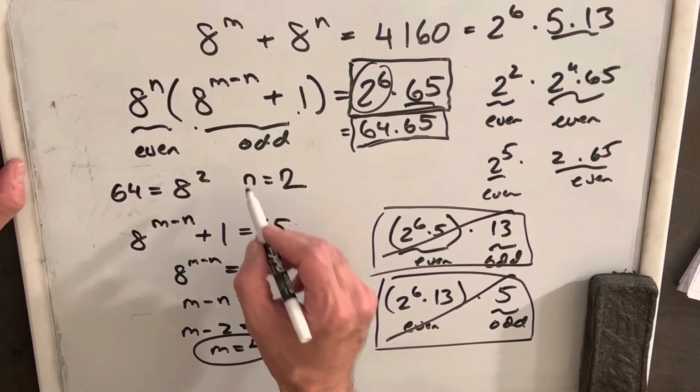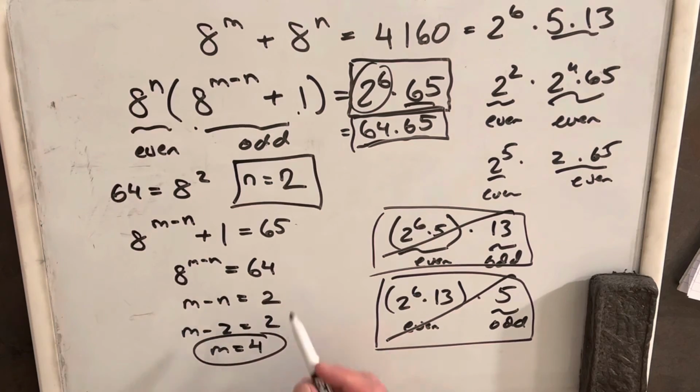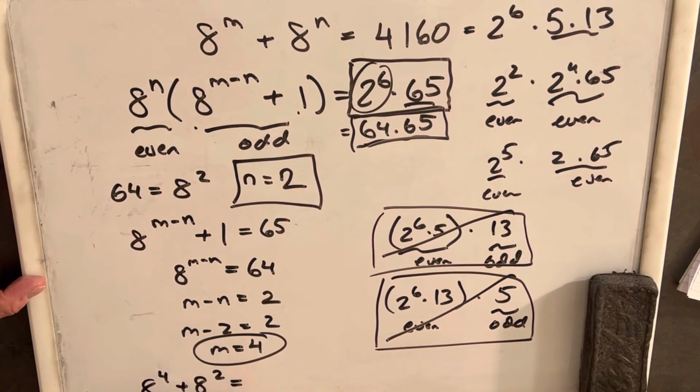So that's going to be our answer. We're just going to have m equals 4 and n equals 2. We could switch them, but it doesn't matter because the order is not important here. But let's just confirm that that works. So we're saying 8 to the 4th plus 8 squared. 8 to the 4th is 4096, and 8 squared is 64. And so if you add that up, yes, you get 4160.